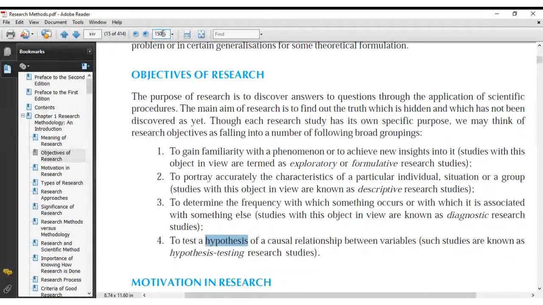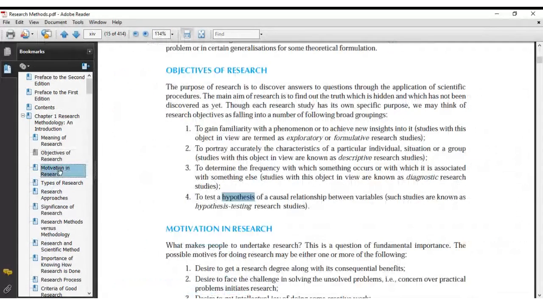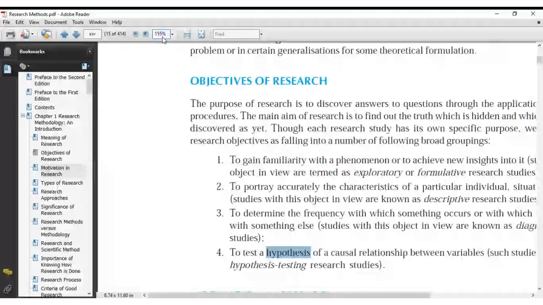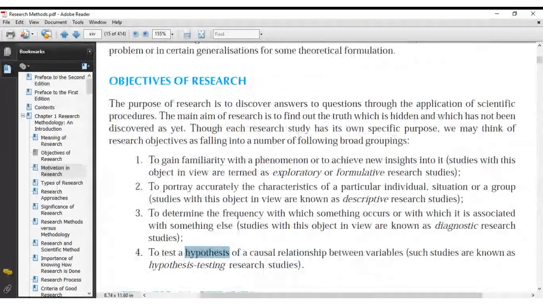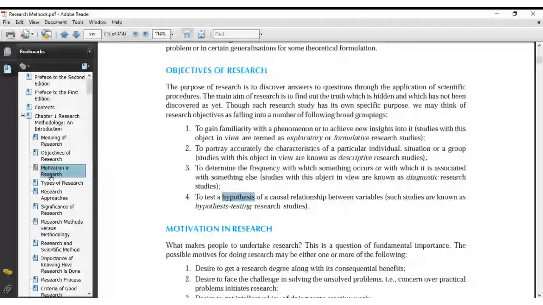Okay, then let's look at motivation in research. What motivates people to do research? Now, please do not confuse motivations of research with objectives. Motivations are different.